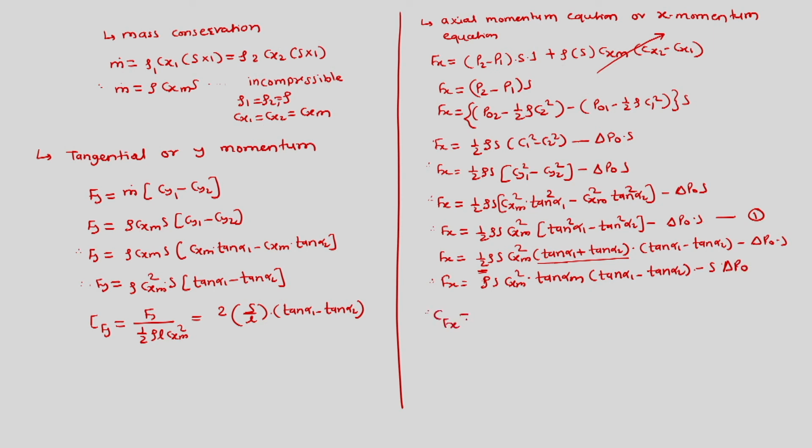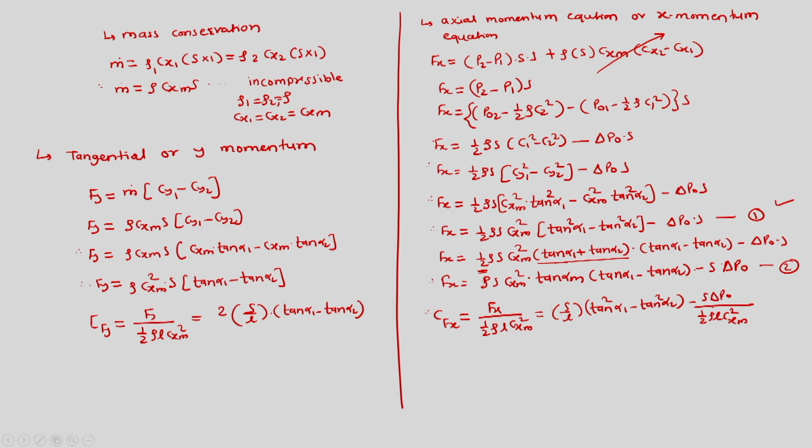So we can write down force coefficient in x direction as Fx divided by half rho L Cxm square, and then we will get it, if we use this expression, this we will remember as 2, and then we can get it as S by L into tan square alpha 1 minus tan square alpha 2 minus S delta P naught over half rho L Cxm square.